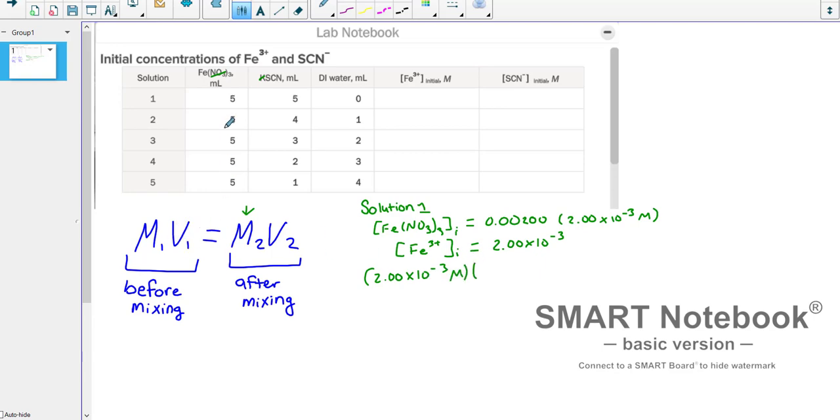Now V1 is my initial volume, so for all of the solutions, the initial volume for the iron nitrate solution is going to be 5 milliliters. M2 is what we're solving for. V2 is your final volume after mixing. For solution 1, we added 5 milliliters of the iron nitrate, 5 milliliters of the potassium thiocyanate, and 0 milliliters of water for a total volume of 10. Notice that every one of these solutions, in this case, 5 plus 3 plus 2, always adds up to 10. So V2 should be 10 for all of these.